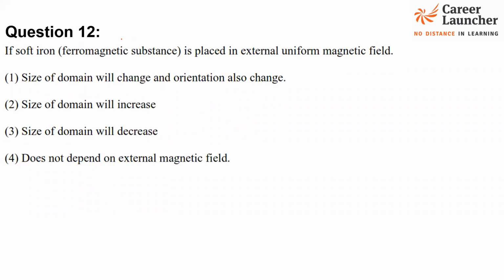Another theoretical question, which is not so expected in a physics paper, but is always welcome because they are short marks. Question number 12: soft iron, which is a ferromagnetic substance, is placed in an external uniform magnetic field, then what happens? We know that the domain structure changes, right? The domain size will increase, and the orientation will also change because it will align itself like that. So both of them will change, meaning option 1 is the answer.